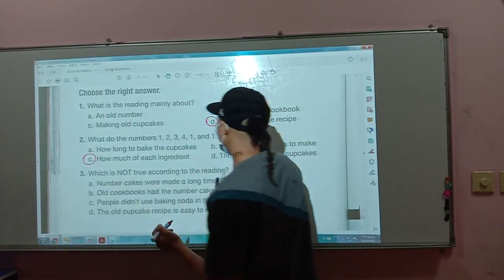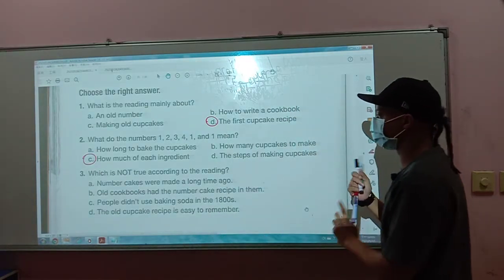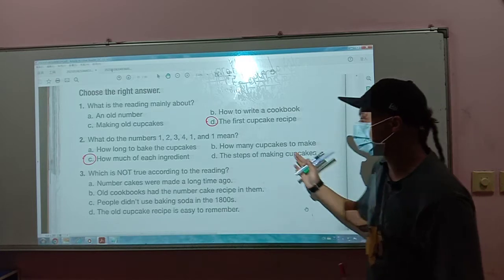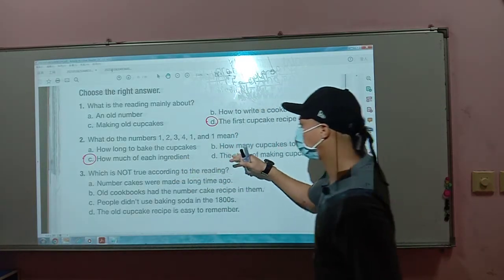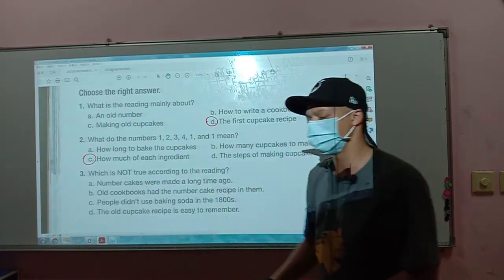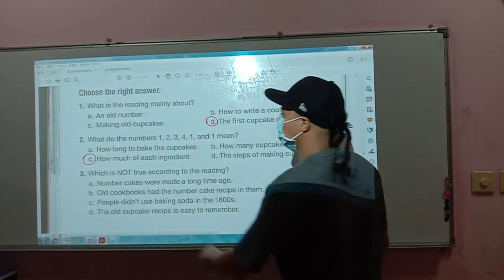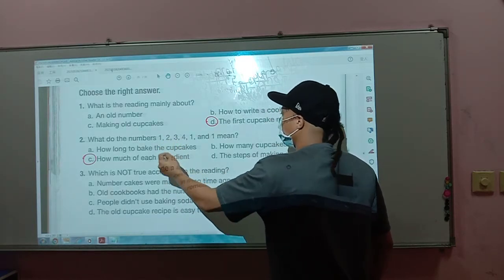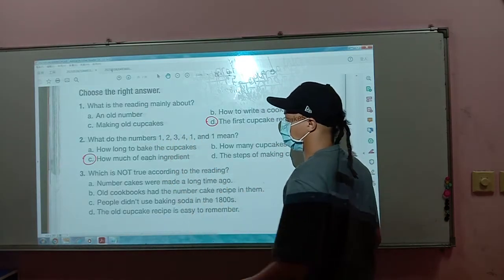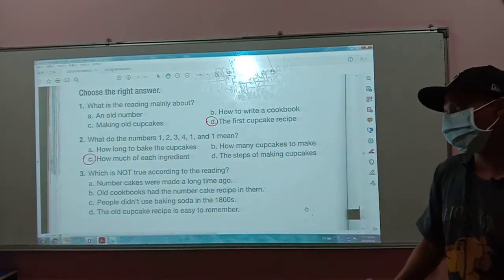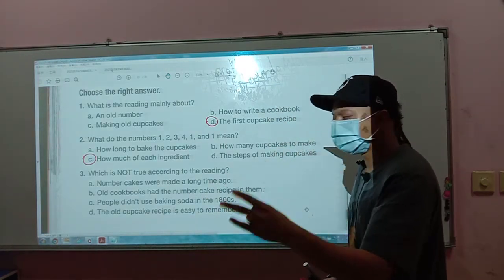So the reason why I didn't choose this is because it doesn't just show you the steps to make it, but they tell you how much to use in each step. So that is why I think that this one is the best answer. Remember, it says 1 of the thing, 2 of the next, 3 of the next, and 4 of the next one. And then 1 of and 1 of. So that is how much of each ingredient. Number 3, everybody.